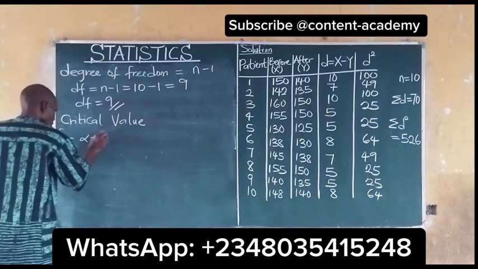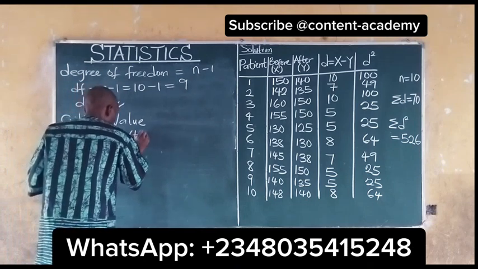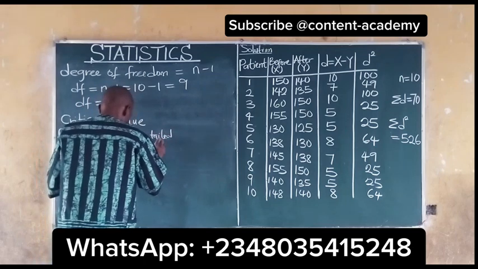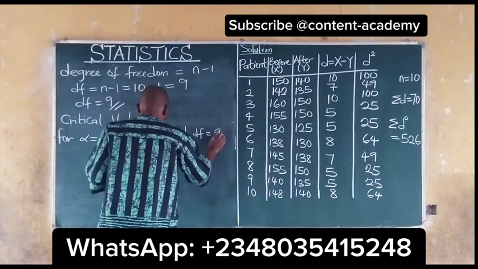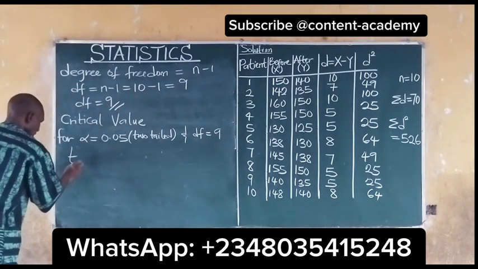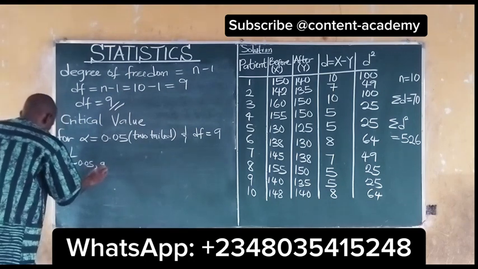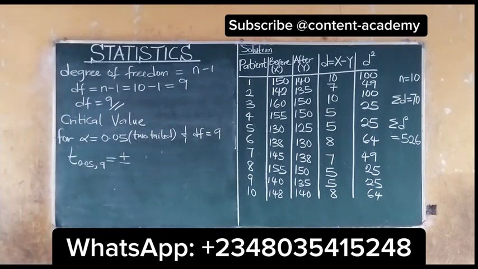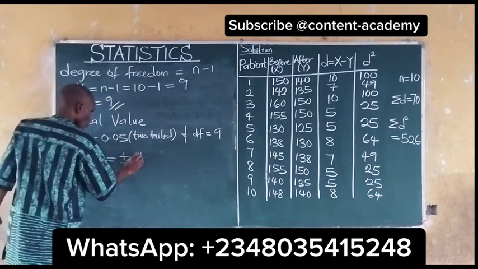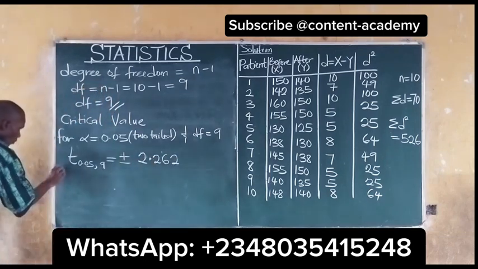So for our critical value, we can say for 5%, which is 0.05, two-tailed, and degree of freedom equal to 9, we have to check our table. In our table, we will have 2.262.